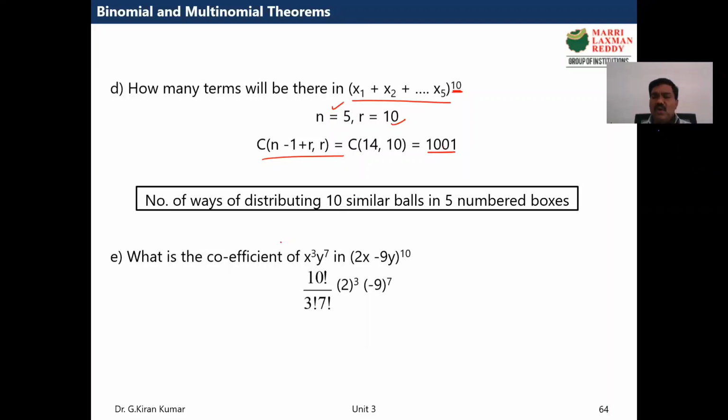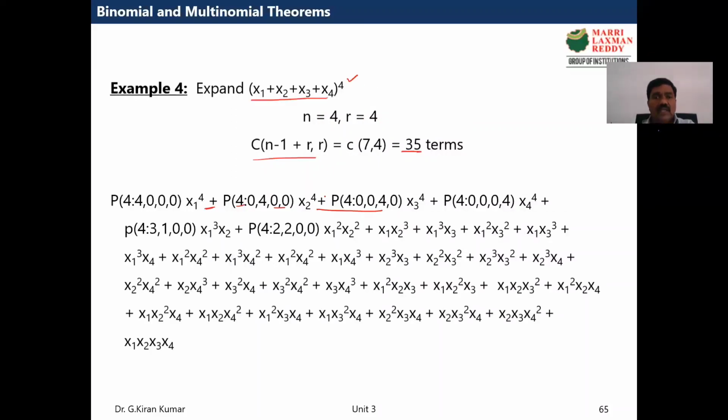Okay. Sometimes you may come across a question something like this. In this multinomial expansion, how many terms will be there? This is another question: x1 plus x2 plus x3 whole power 4. Well, you just expand this. I just calculated n equal to 4, r equal to 4, and if you substitute, you will have 35 terms. Here, actually, I just listed the terms only, but the coefficients are missed.